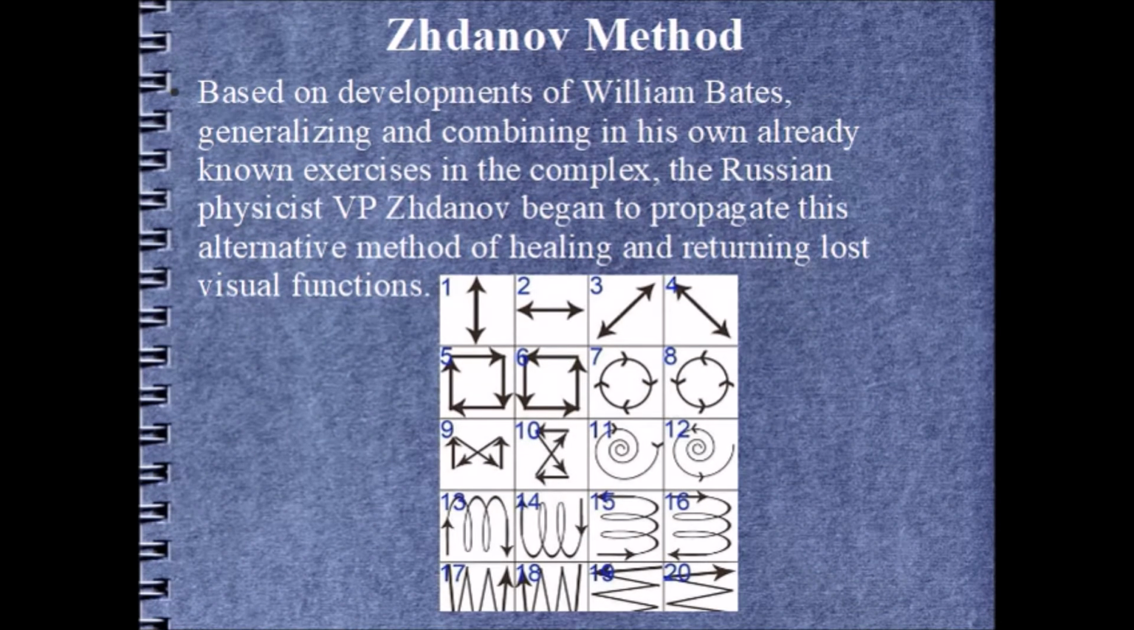Next we have the Zhdanov method, borrowed from a Russian guy, based on the developments of William Bates, generalizing and combining in his own already known exercises in the complex. The Russian physicist V.P. Zhdanov began to propagate this alternative method of healing and returning lost visual functions. So the image below shows some of his exercises that he did to help correct his vision.